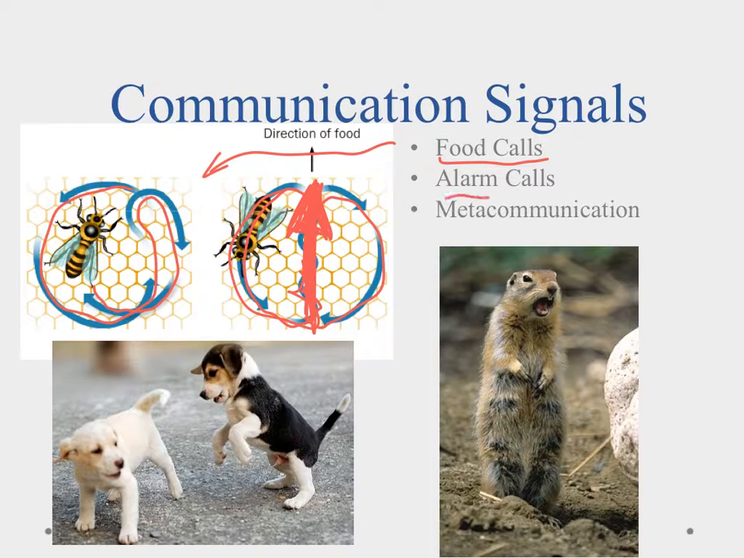Now, we also have alarm calls, and we can see our alarm call down here, which lets you know that something's there. Some danger is occurring. There's a predator in the area. We need to take cover, and that's a way that you can protect the entire population.